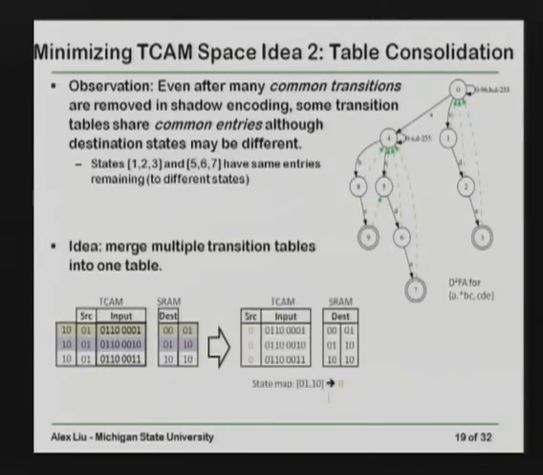And then the source ID, we can encode them by the same ID. For example, suppose we map both state ID 10 and 01 to 0. In this way, we further minimize the TCAM space. We use a little bit more SRAM space, but the SRAM is much cheaper than TCAM.